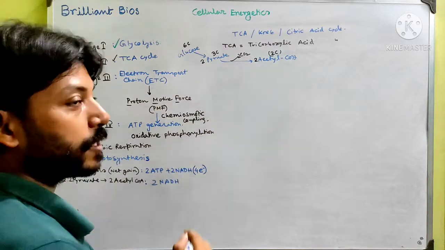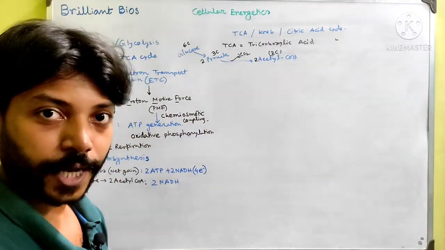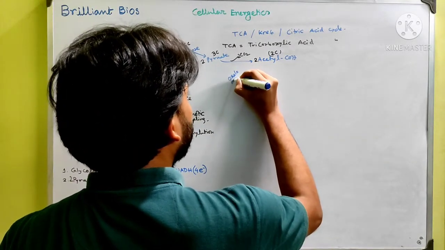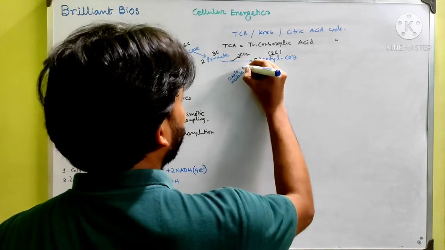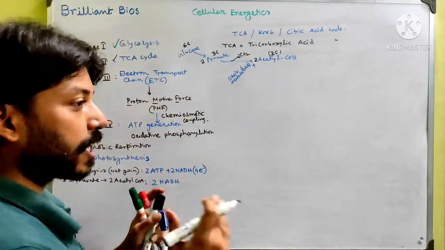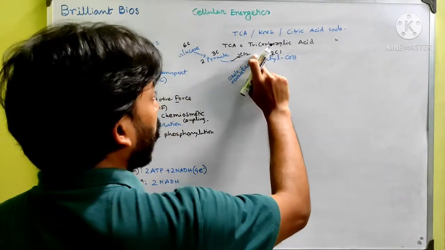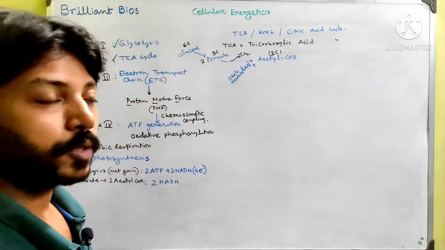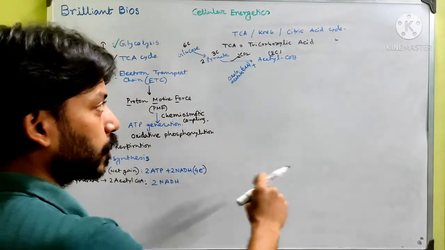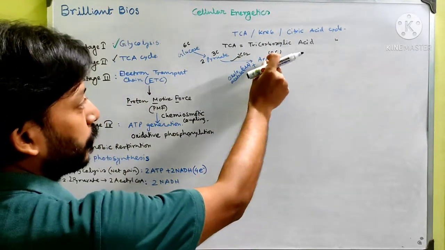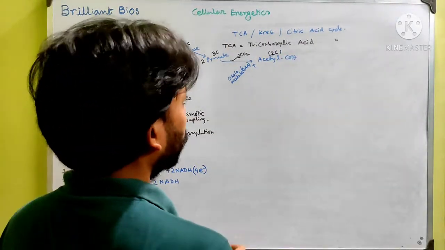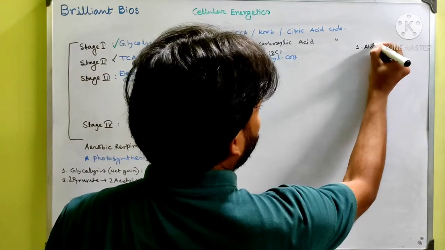Now, in the matrix, along with the acetyl CoA, another molecule is present called oxaloacetate, or you can remember it as oxaloacetic acid. This molecule attaches to acetyl CoA. I'm not writing the 2 here because oxaloacetate associates with one acetyl CoA, so the cycle runs 2 times to convert the 2 acetyl CoA. The first step in this reaction is called aldol condensation.